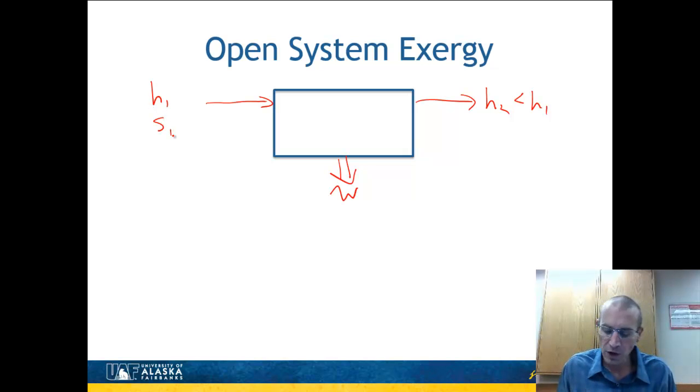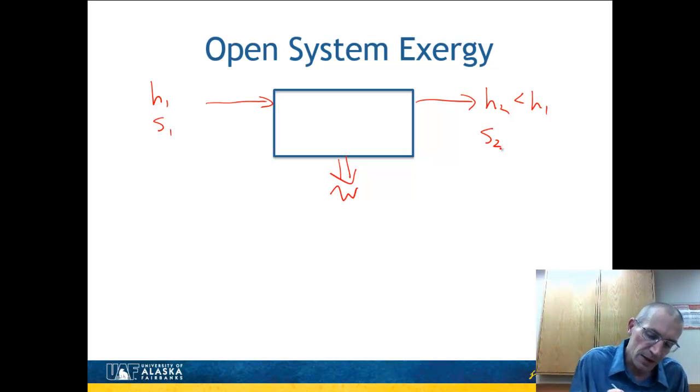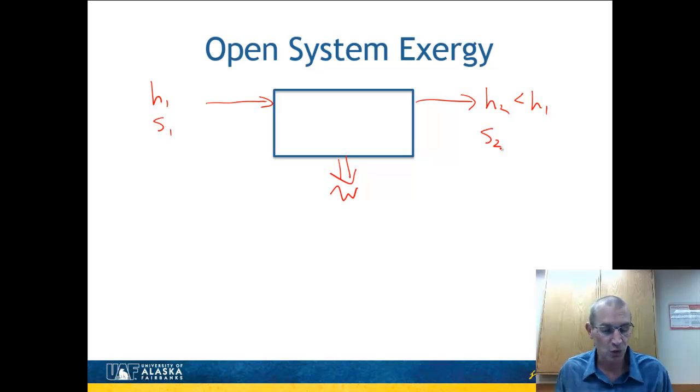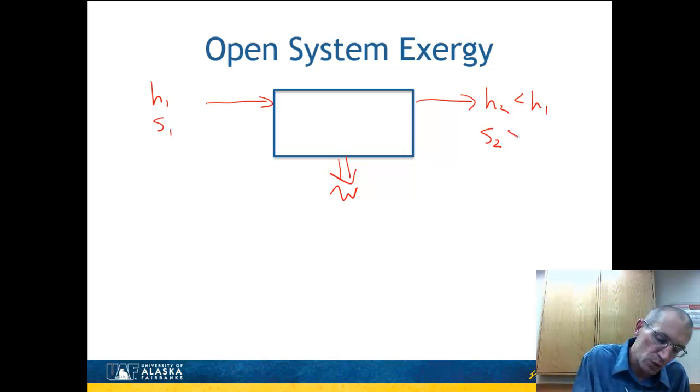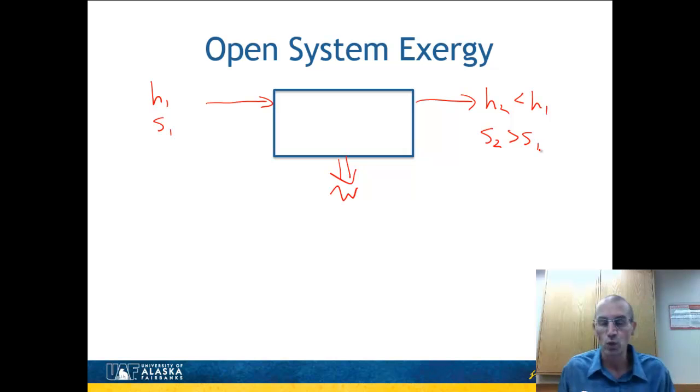Now, this also could be coming in with an entropy S1, and when it exits, it could exit with an entropy S2. We know that if it was isentropic, the highest efficiency, S2 would be equal to S1, but if it's inefficient, S2 would be something greater than S1. So if it was somewhat irreversible, S2 will be greater than S1. What I want to get at is, what is the change in exergy?